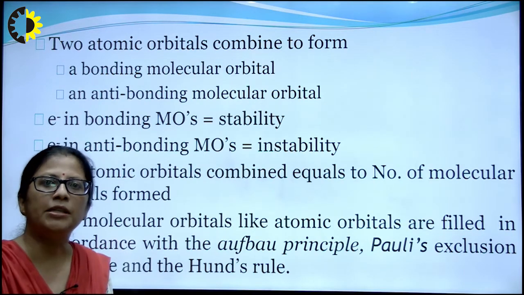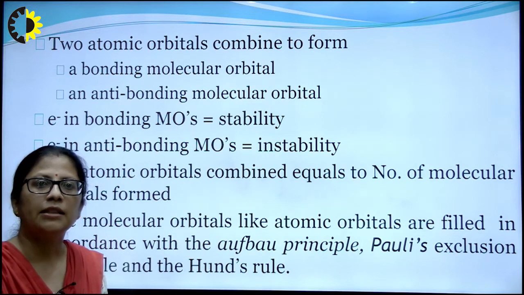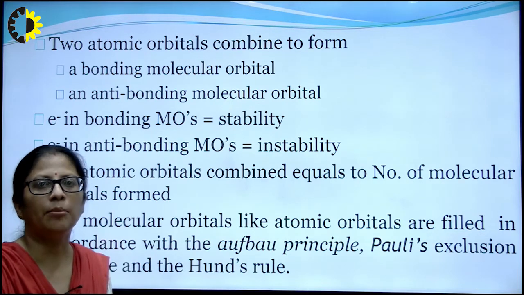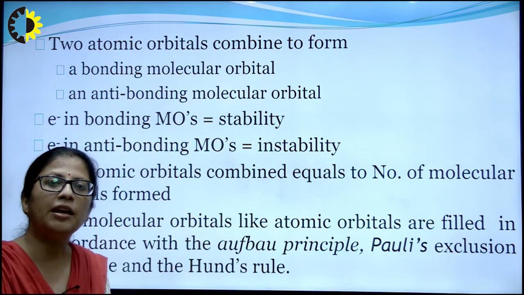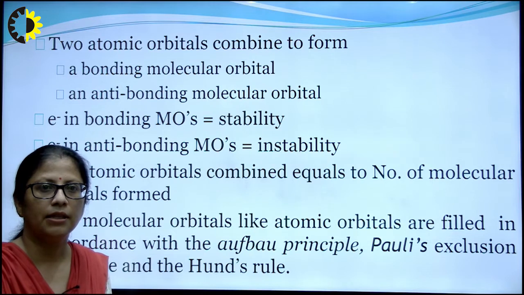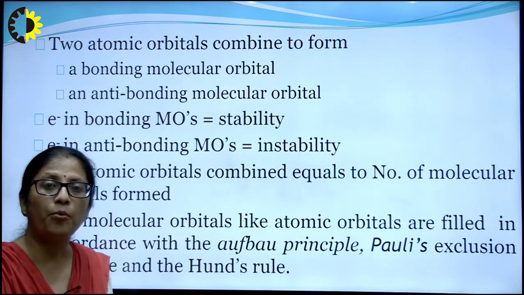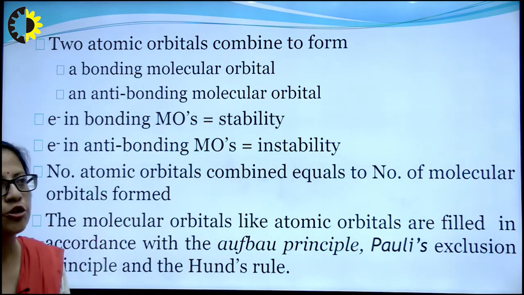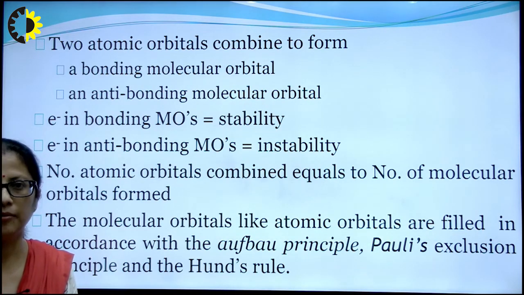The two atomic orbitals combining to form the molecular orbitals give rise to a bonding molecular orbital and an anti-bonding molecular orbital. That is, the number of molecular orbitals is equal to the number of atomic orbitals which are combining to form the molecular orbital. Now, the electrons present in the bonding molecular orbital provide stability to the molecule, whereas the electrons present in the anti-bonding molecular orbital provide instability.